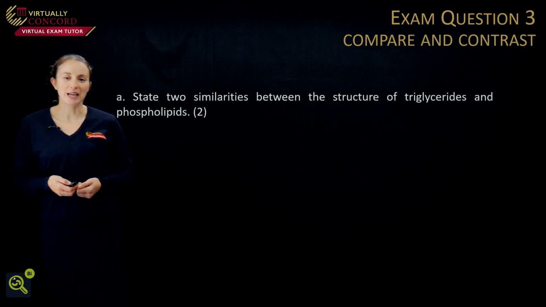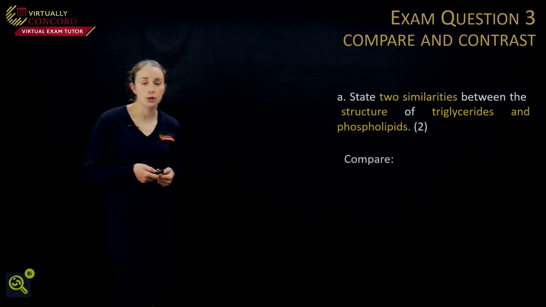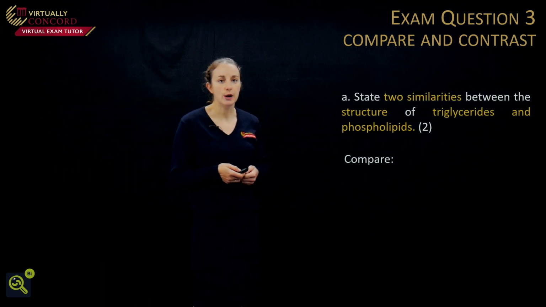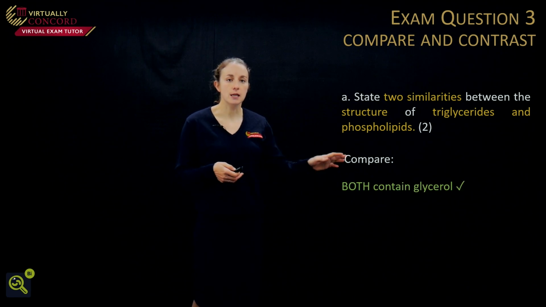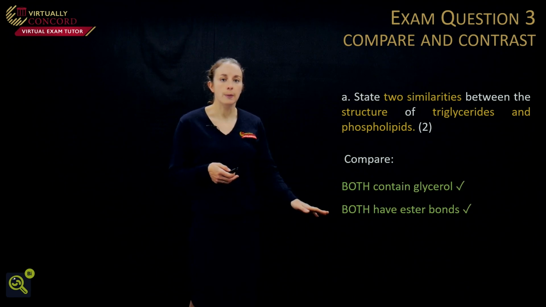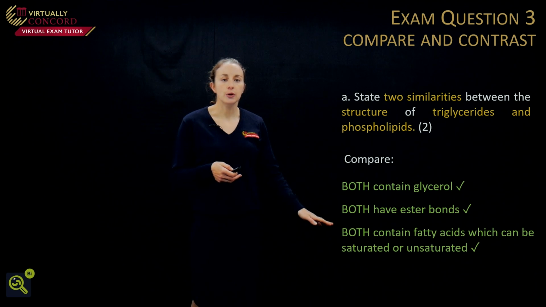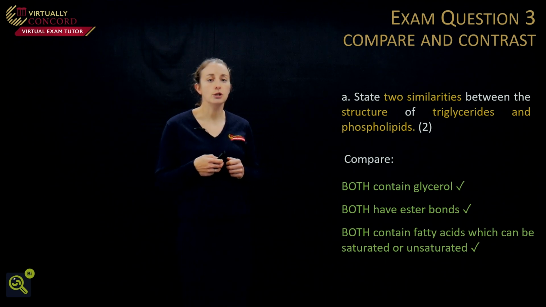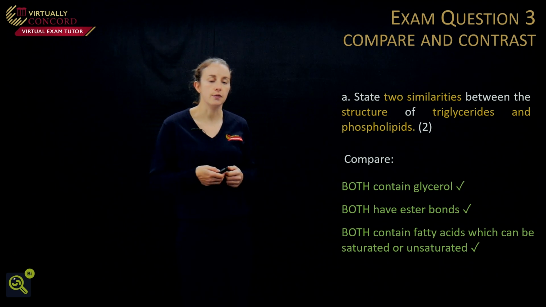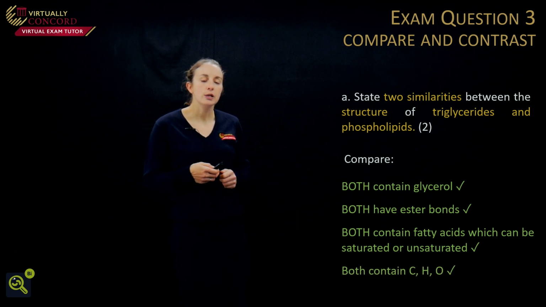So question number 3 is essentially just a compare and contrast question, but they have broken it down into 2 different parts. The first part asks you to state 2 similarities between the structure of triglycerides and phospholipids. The mark scheme says they both contain glycerol, they both have ester bonds, they both contain fatty acids which can be saturated or unsaturated, and you do need to include that full phrasing for that one. And they both contain the elements carbon, hydrogen and oxygen.